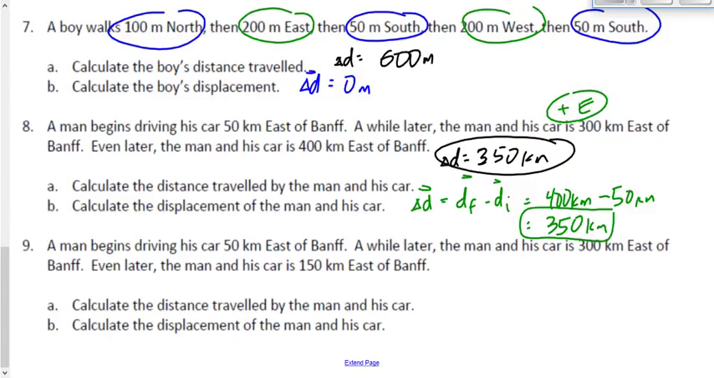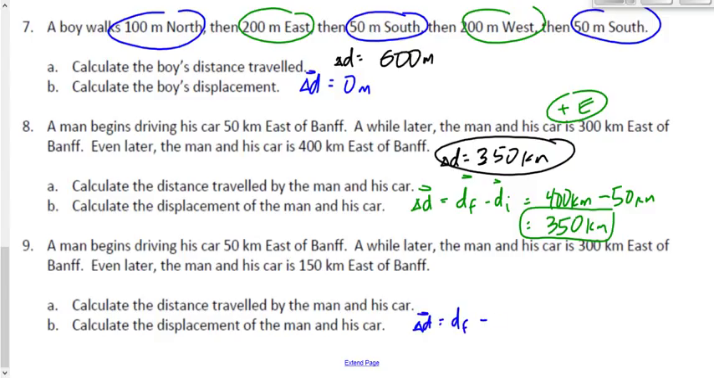Okay, let's have a look at number 9 now. It says, similar to number 8, a man begins driving his car 50 kilometers east of Banff. Later, the man in his car is 300 kilometers east of Banff. Even later, he's 150 kilometers east of Banff. So in this case, unlike number 8, we're driving away from Banff, and then we turn around and go back towards Banff. Now, that doesn't change how we're going to find the displacement. The displacement is final position minus initial position, and we're given 3 positions here.